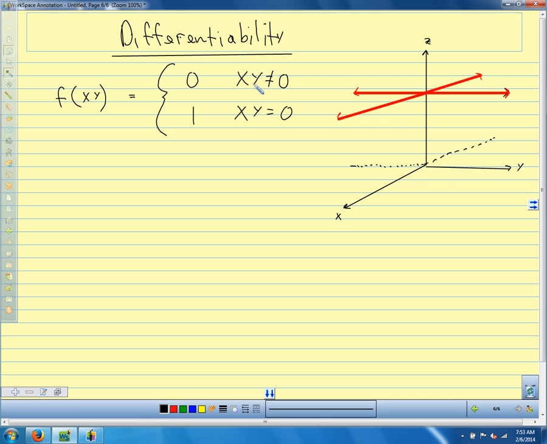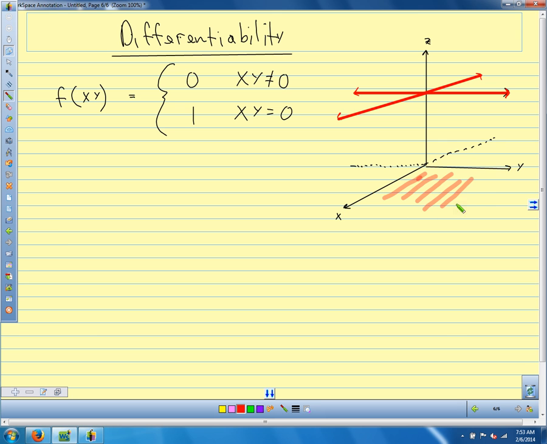Where is xy not equal to 0? The product not equal to 0. Isn't it anywhere else in the xy plane except the x-axis and the y-axis? Anywhere in here, my product is not going to be 0. So I'm going to shade that in red. My surface is basically the xy plane everywhere except the x and y axis. So there's my surface. In the xy plane, that's here, along the x and y axis, I get these lines 1 unit above the xy plane.